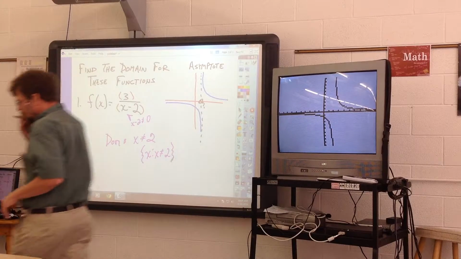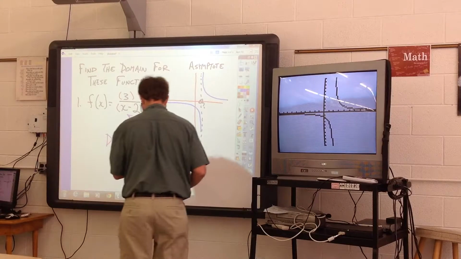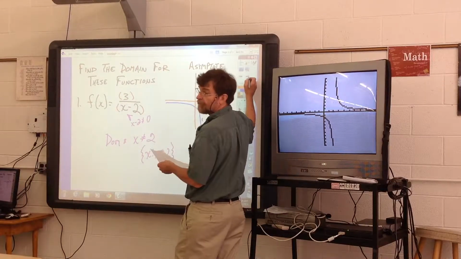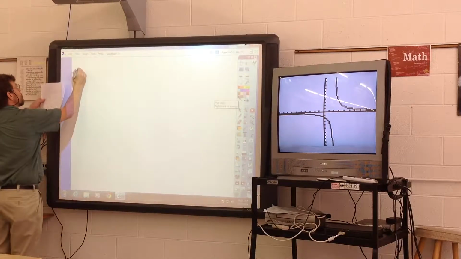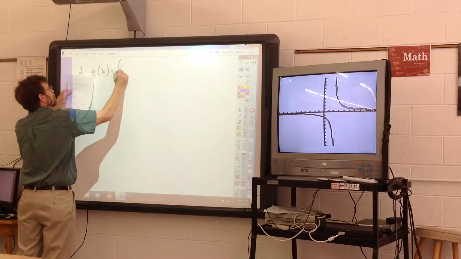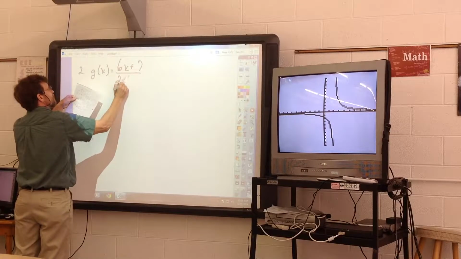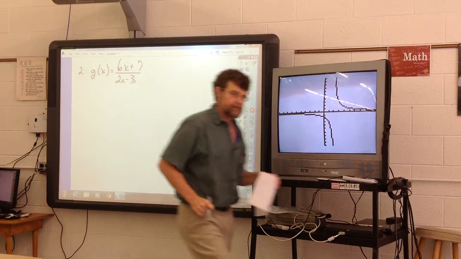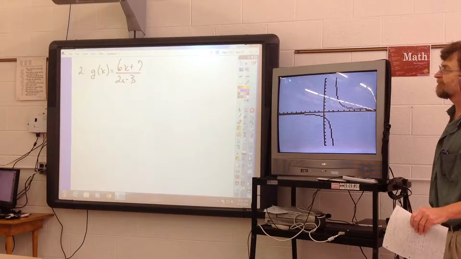Okay. Everybody okay? Let's go to the next one. I've got to learn to do this from the left side. g(x) = (6x + 7) over (2x minus 3). I better check this out. I think these things only have so much memory and it stops. All right. So does anybody want to give me a domain for this one?